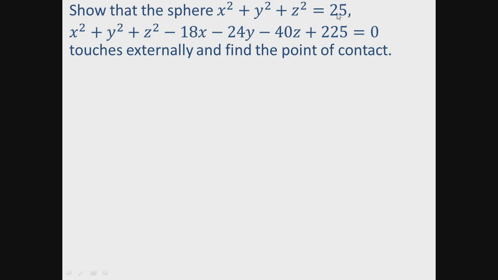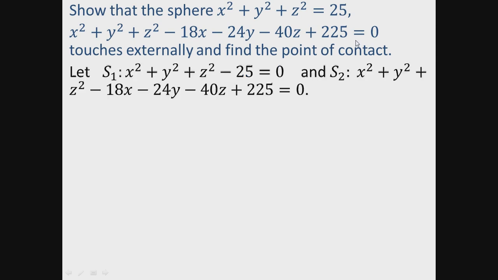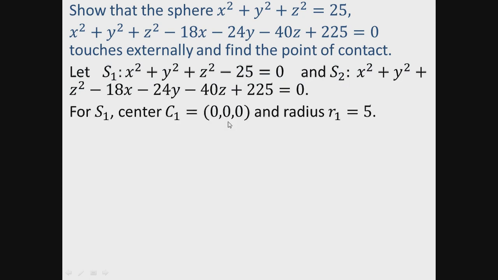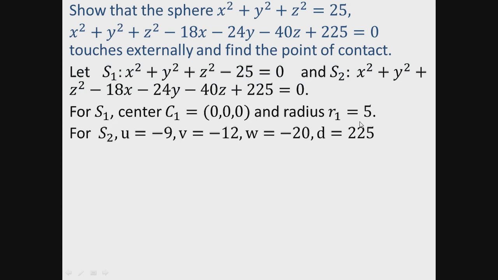Now you can see that the first sphere is in the center radius form, so you can directly take center as 0, 0, 0 and radius 5. For the second, find what are u, v, w and d, and then get its center and radius. So for the first sphere, say S1, and consider the second sphere, say S2. Then for S1, center is say C1 equal to 0, 0, 0 and radius is 5. And for the second sphere S2, u will be minus 9, v will be minus 12 and w is minus 20 and d is 225.